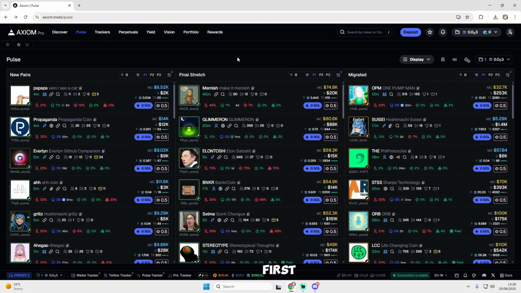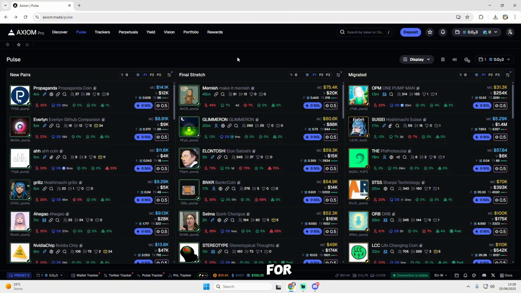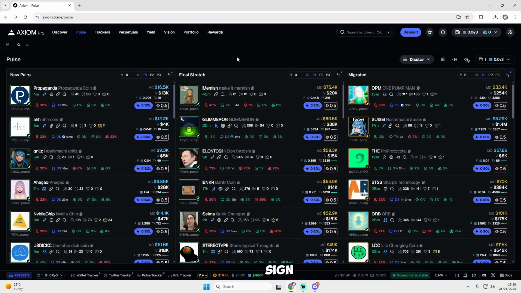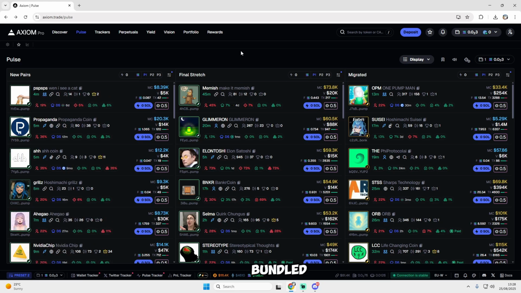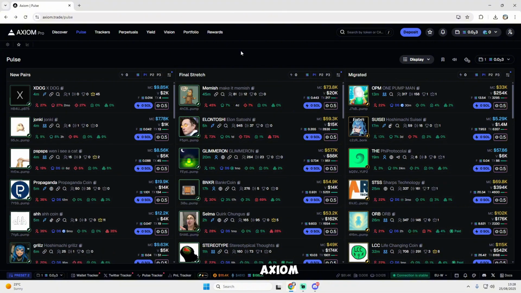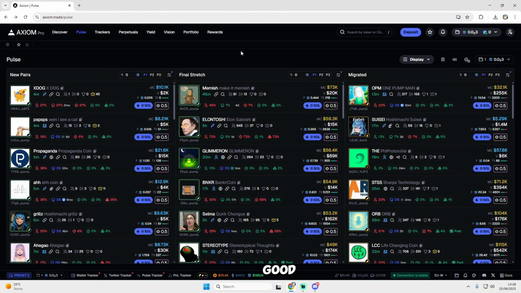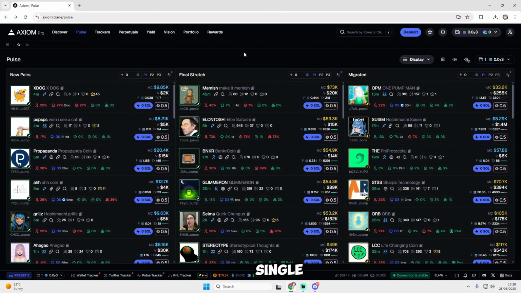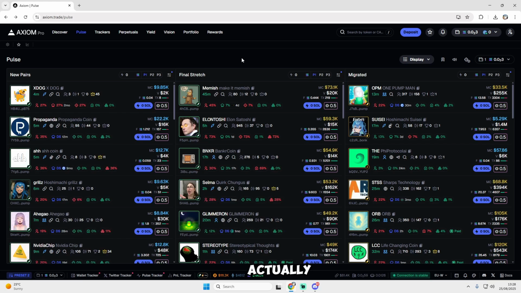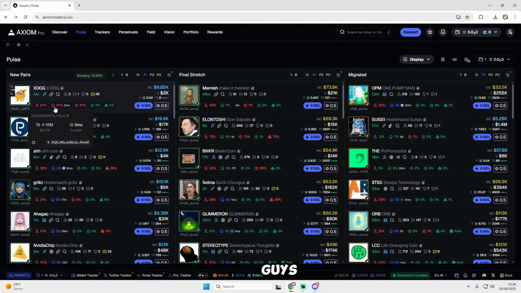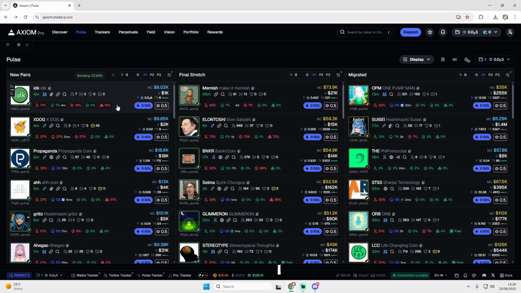The first sign that I would look out for when buying a meme coin, the first most obvious sign, is I'd make sure the coin is not bundled. And with Axiom, it's very easy to see every single analytic about the coin without actually having to click on the coin. For example, as you can see over here, the dev holding is at 27%. It's probably not something that I would buy into.